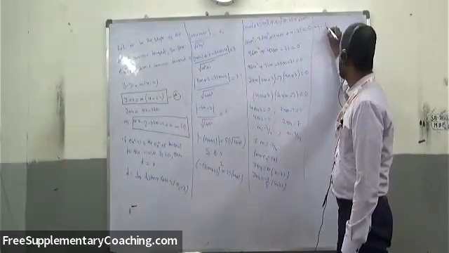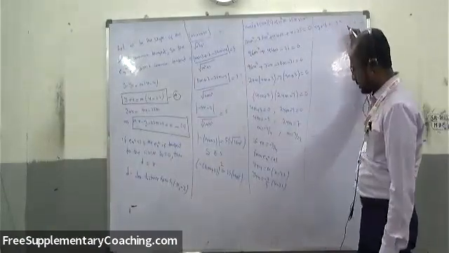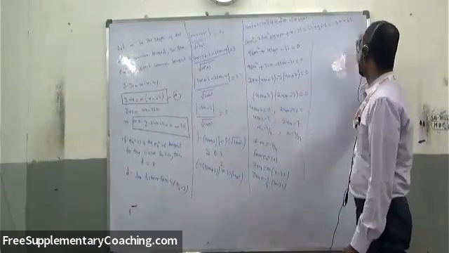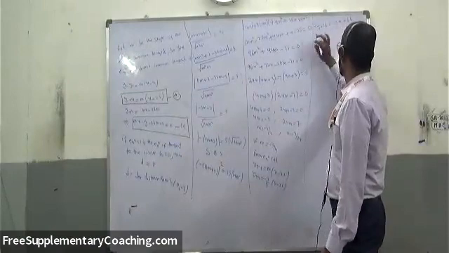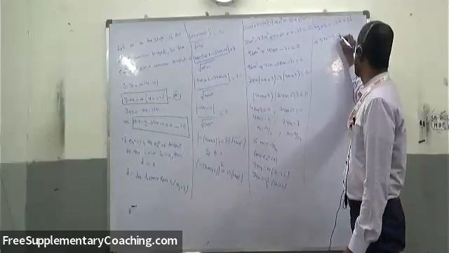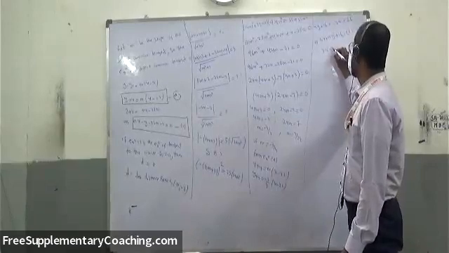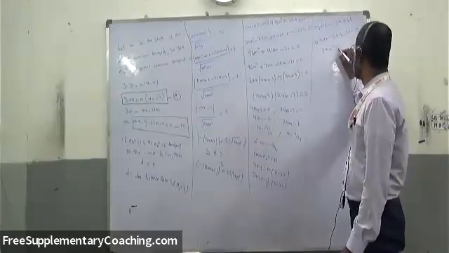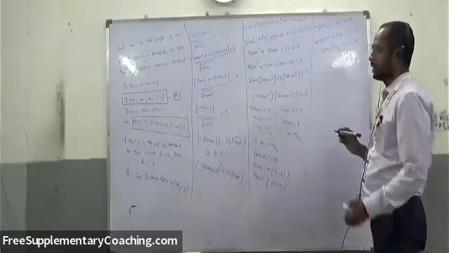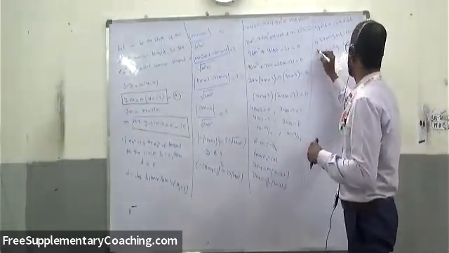4y plus 16 is equal to minus 3x, minus into minus, plus 66. Simplify it. Bring these terms to this side. So 3x plus 4y plus 16 minus 66 is equal to 0. So 3x plus 4y minus 50 is equal to 0. This is one equation of the direct common tangents we have got.